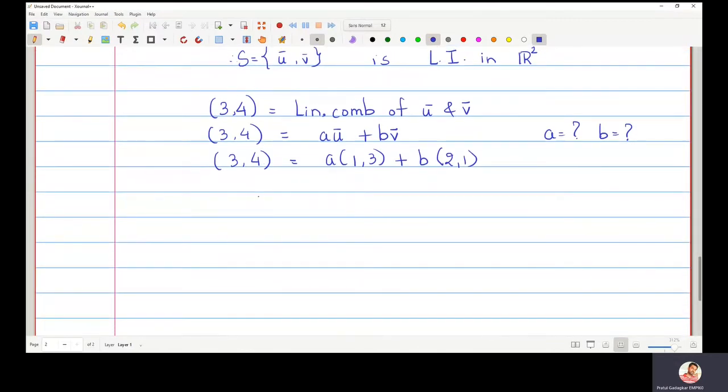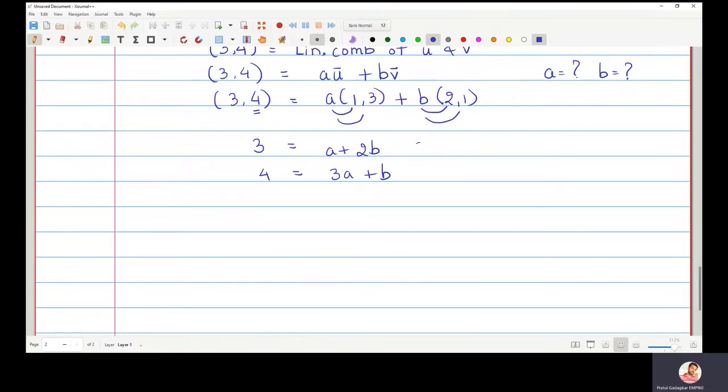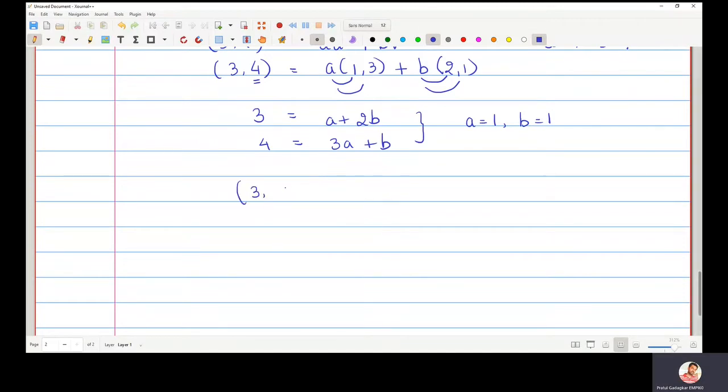When I equate the first coordinates, I will get 3 is equal to A plus 2B. And from the second coordinates, I will get 4 is equal to 3A plus B. When we solve this simultaneously, the values of A and B will turn out to be 1 and 1. You can clearly see it from the equations also. If you put A equal to 1 and B equal to 1, you'll get 3, and you'll also get 4. So this means that the vector 3, 4 is expressed as a linear combination as 1 times U bar plus 1 times V bar, which is 1 times 1, 3 plus 1 times 2, 1, right? So this is a linear combination of 3, 4 in terms of U bar, V bar.